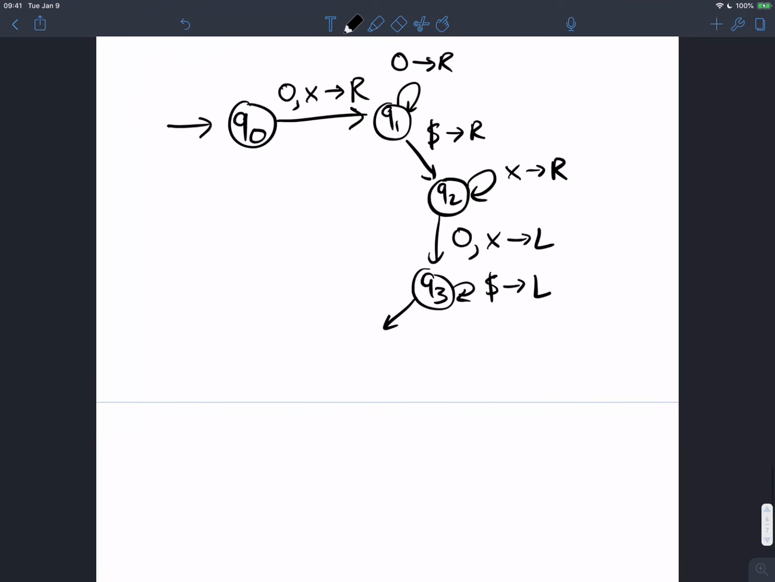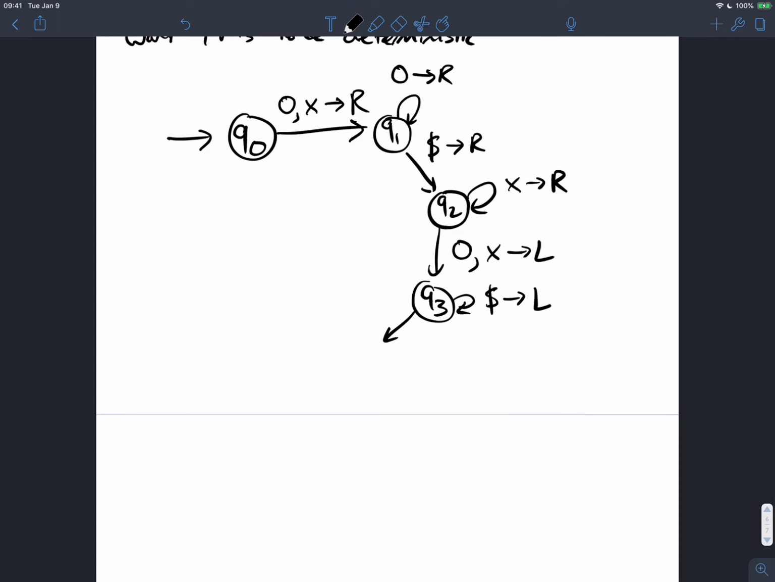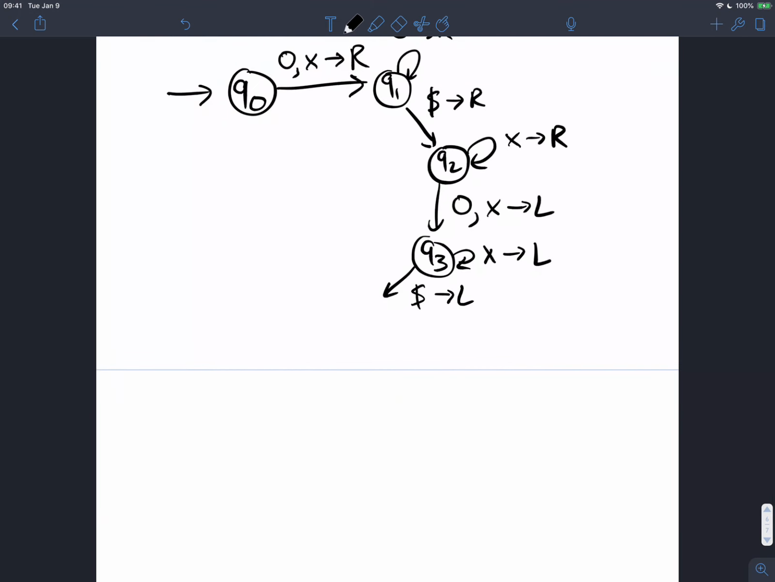Oh, no, sorry. Should have corrected me. X goes to left. What should I see once I zoom past all of the X's on the second half? $ sign. I should see a $ sign, and which way? Left. And of course, not change what was there. Okay.